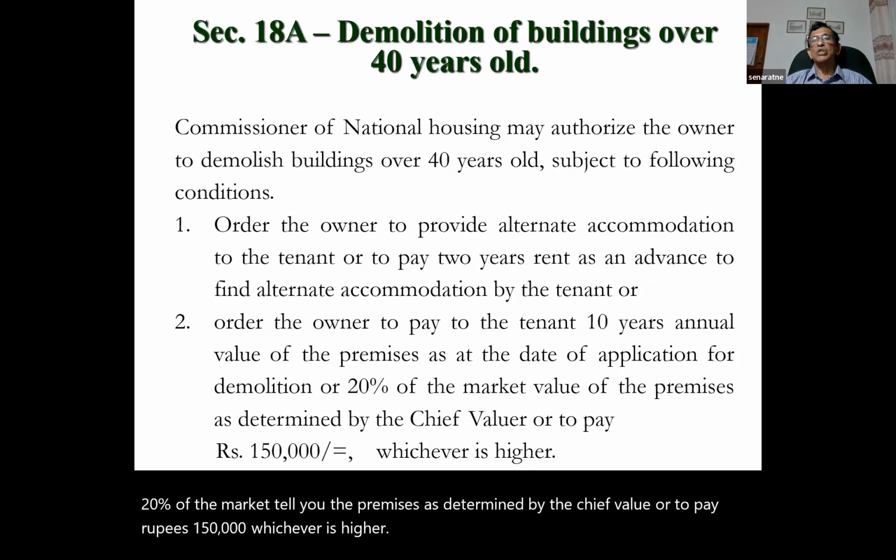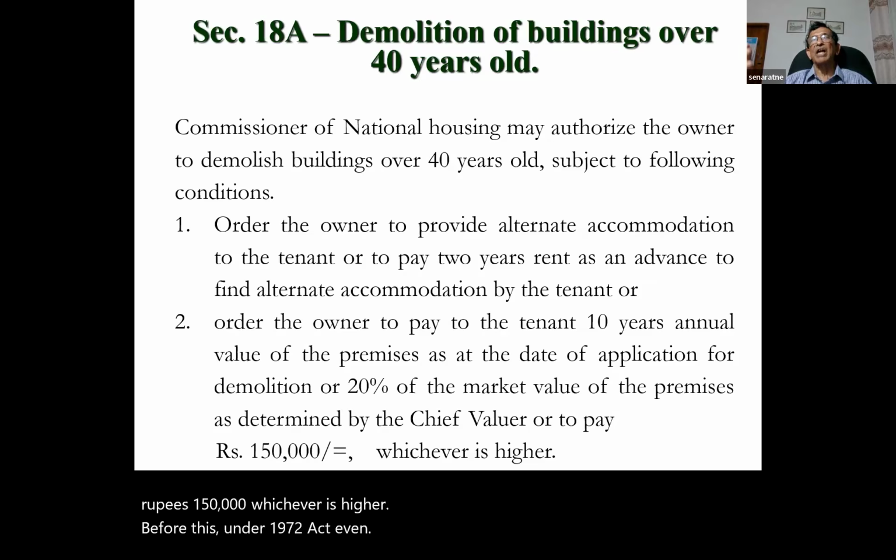Before this, under the 1972 Act, even Act number 50 of 1980, it was very difficult to get vacant possession, because the building should be over 50 years old and alternate accommodation should be supplied by the Commissioner of National Housing. It was very difficult because the Commissioner did not have any stock of houses to give. Therefore, taking vacant possession was very difficult. But after the introduction of Section 18A under Amendment Act number 20 of 2002, the owner can pay compensation to the tenant and get vacant possession if the building is over 40 years old.